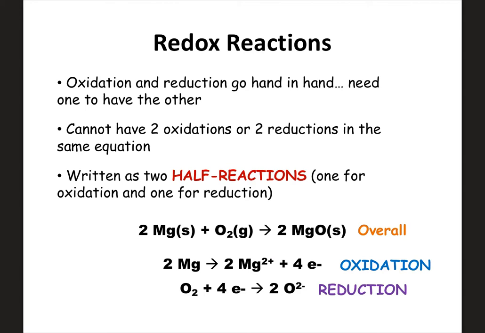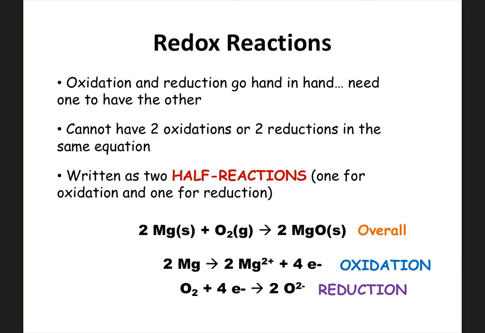Very important to understand that oxidation and reduction go together here. If you have one, you will have the other as well. You can't have oxidation without having reduction take place. You can't have two oxidations or two reductions in the same equation. It doesn't work that way. All right, so if you have one in the equation, you're going to have the other existing as well. So we can write these as what we call two half reactions.